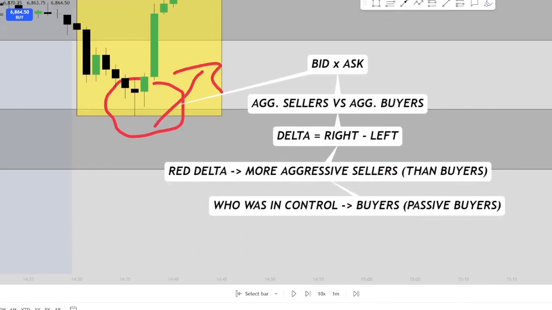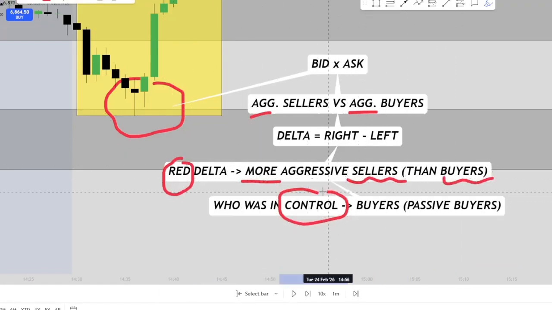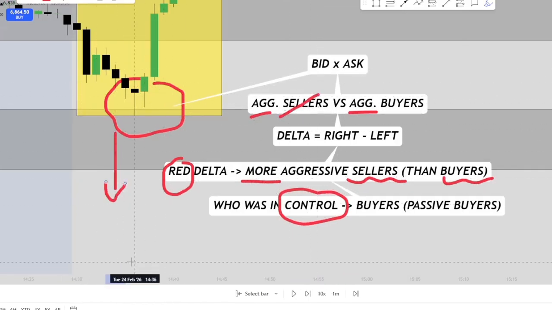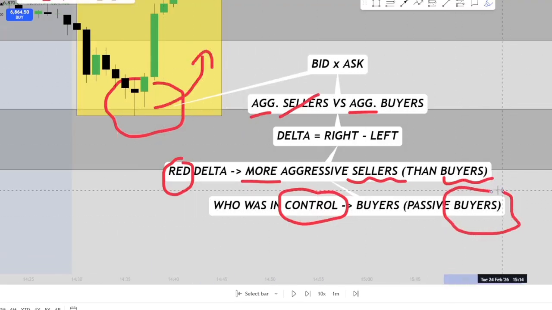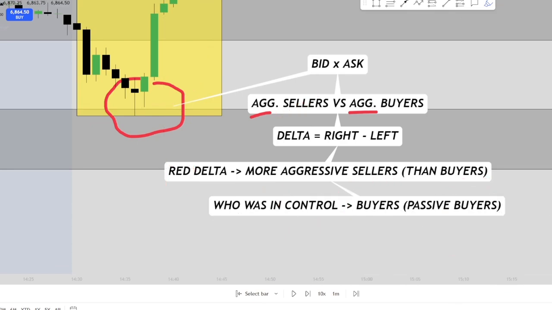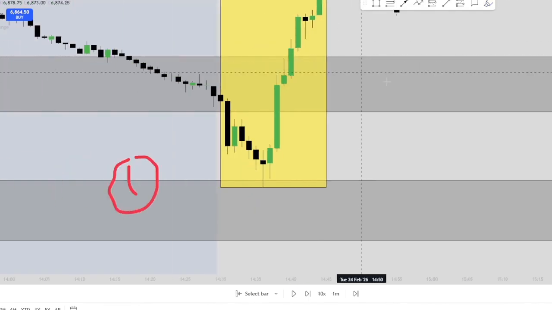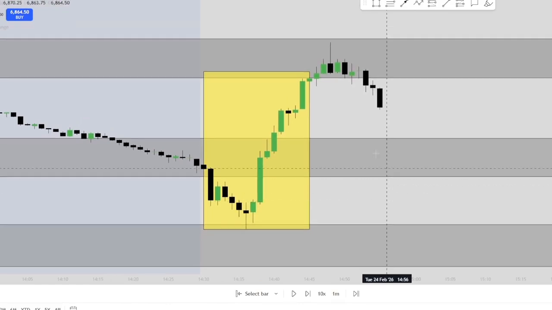So understanding this basic logic can really help you on the footprint chart. Think this through. You have the bid and the ask, which give you the aggressive sellers and the aggressive buyers. When you see red delta, there are more aggressive sellers than buyers. So who is in control? Well, it's not the sellers, because if the sellers here were successful, they would have driven price down. But the fact that price went up shows you that the passive buyers are really in control. The passive buyers being in control is what makes us understand that the market is actually bullish. Nothing else makes the market bullish the way this does.